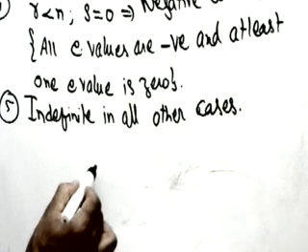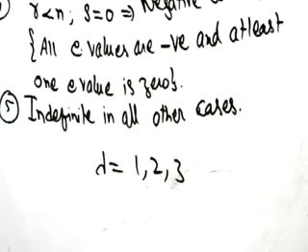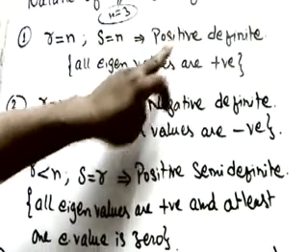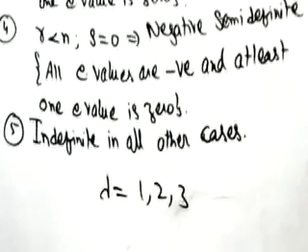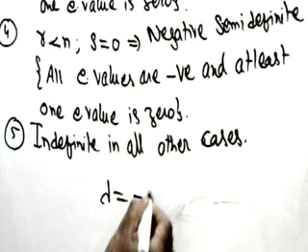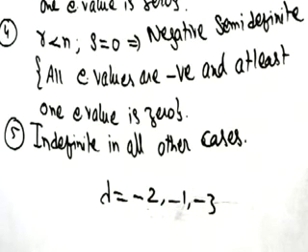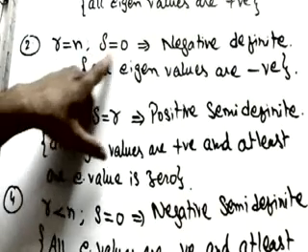I'll explain. If all the eigenvalues are positive, suppose we get lambda values as 1, 2, 3, all positive, then we say the nature is positive definite. Suppose all the eigenvalues are negative, say lambda equals minus 2, minus 1, minus 3. All the eigenvalues are negative. We say this is negative definite. The nature is negative definite.